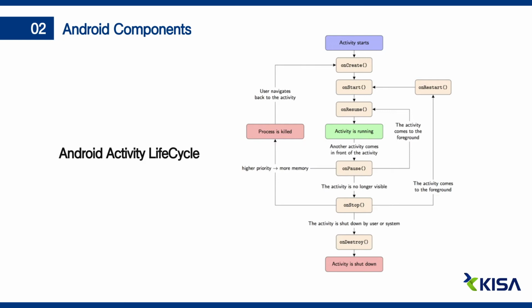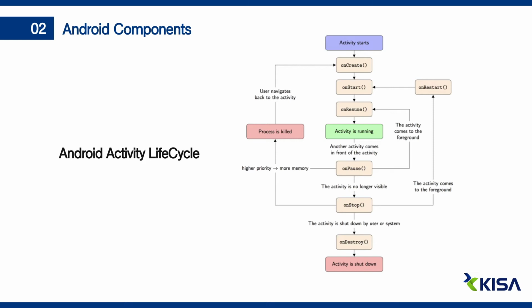Let me explain the major callback methods. onCreate is a function called when an activity is first created, and onStart is a function called before the activity is visible. And onResume is the step in which the activity is visible on the screen, and onRestart is a function called when the activity is stopped and recalled again.